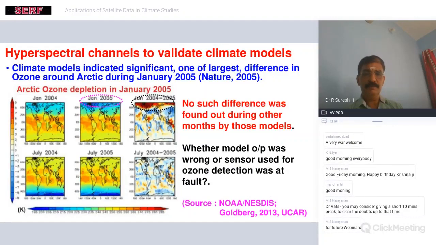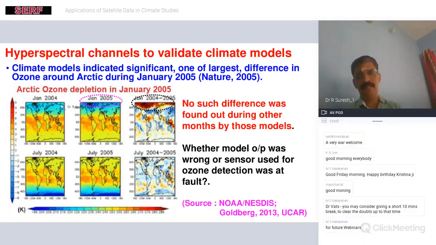Now, for the climate model, way back in 2005 January, the world community was totally alarmed because there was a decrease in ozone, especially over the northern pole area, the Arctic area. So this has been encircled here. And why this one? Probably this set of difference. Because it is January in comparison to January, we are comparing the same month.